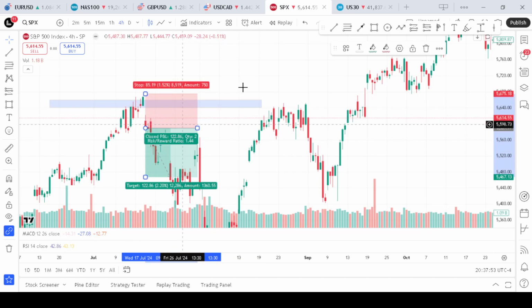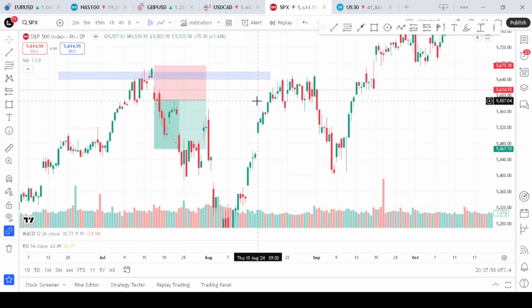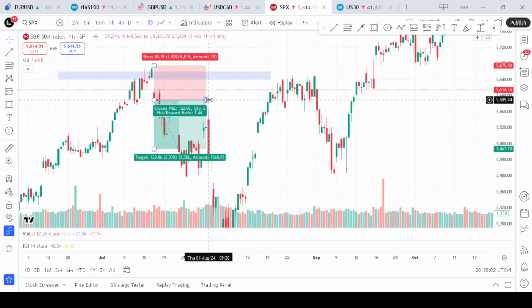Remember, no trading strategy is foolproof. No trading strategy is 100% certain that it will go in your direction. So we have to trade using a stop loss.